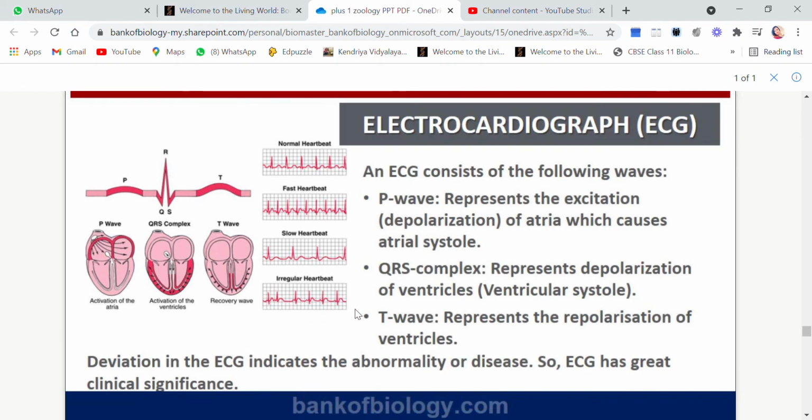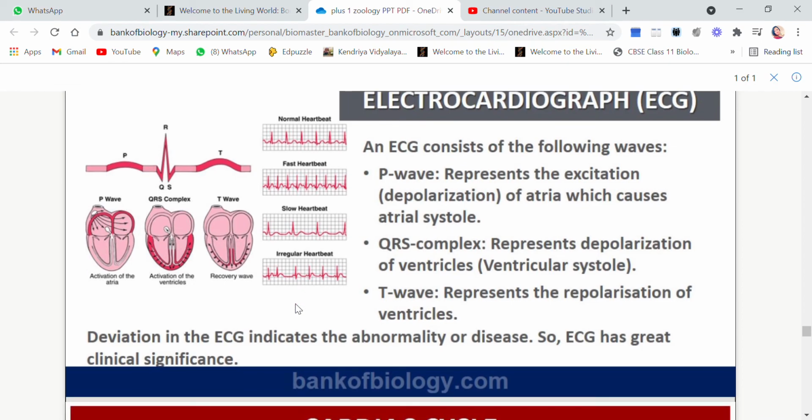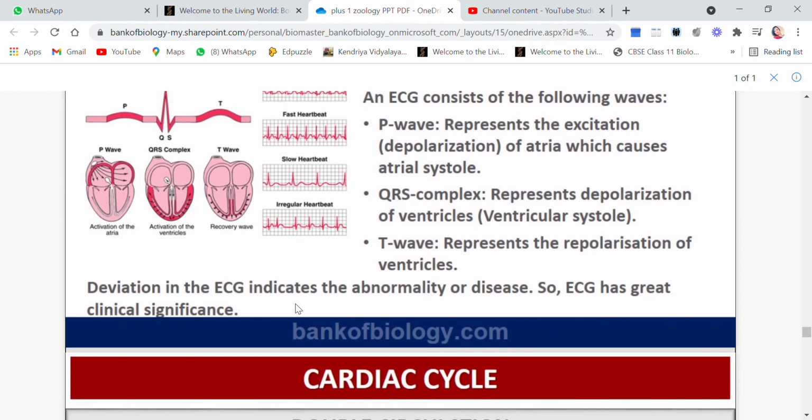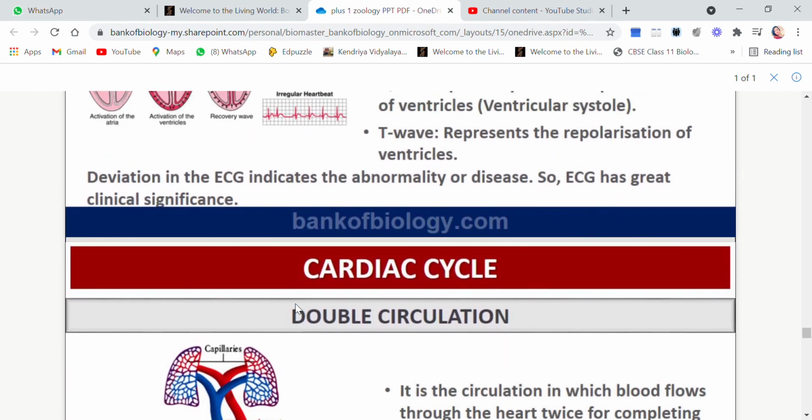So this ECG is quite important because it tells us about the normal functioning of the heart, that the heart is beating properly and the cardiac cycle is normal.